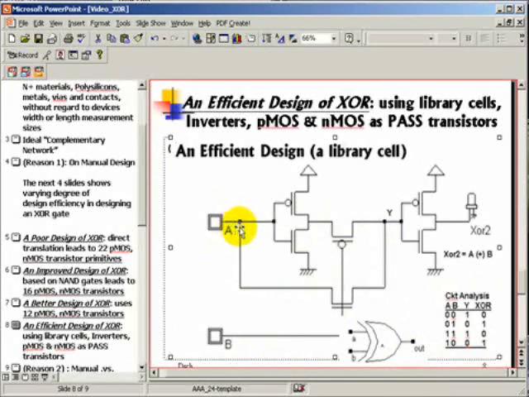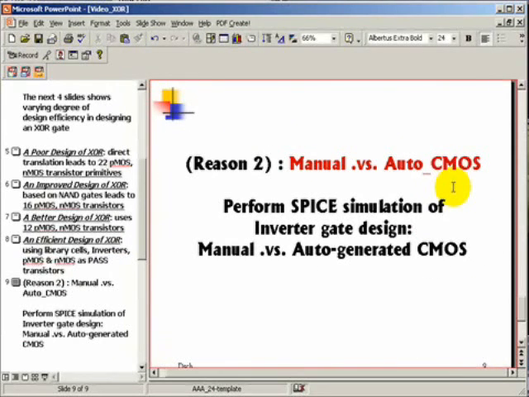For 0 1, this 0 here closes this switch and opens that, and a high on the B closes this and opens that. So therefore this is closed, B is high, so this is closed, this is open. So this 0 propagates here and passes through here, appearing here as a 0. And lastly, for 1 0 likewise, the 0 will appear here. So the complement of that produces an exclusive OR, the most efficient implementation, relying on the library cell of the Microwind. Next, we're going to compare manual and auto-generated CMOS.